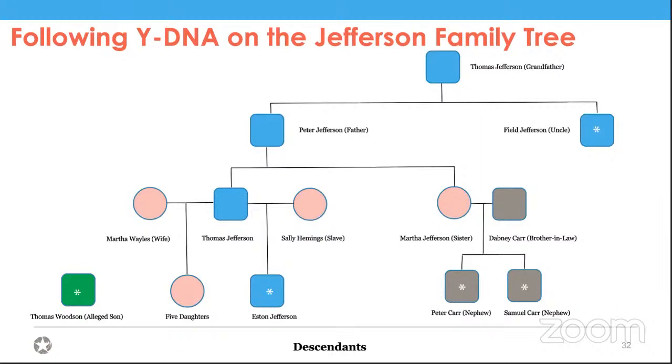So what does that mean in layman's terms? It means that Eston Jefferson, the son of Sally Hemings, was also a son of Thomas Jefferson. So what that study took that to mean was that Sally Hemings and Thomas Jefferson did in fact have children together, and that her children were Thomas Jefferson's rather than another relative.